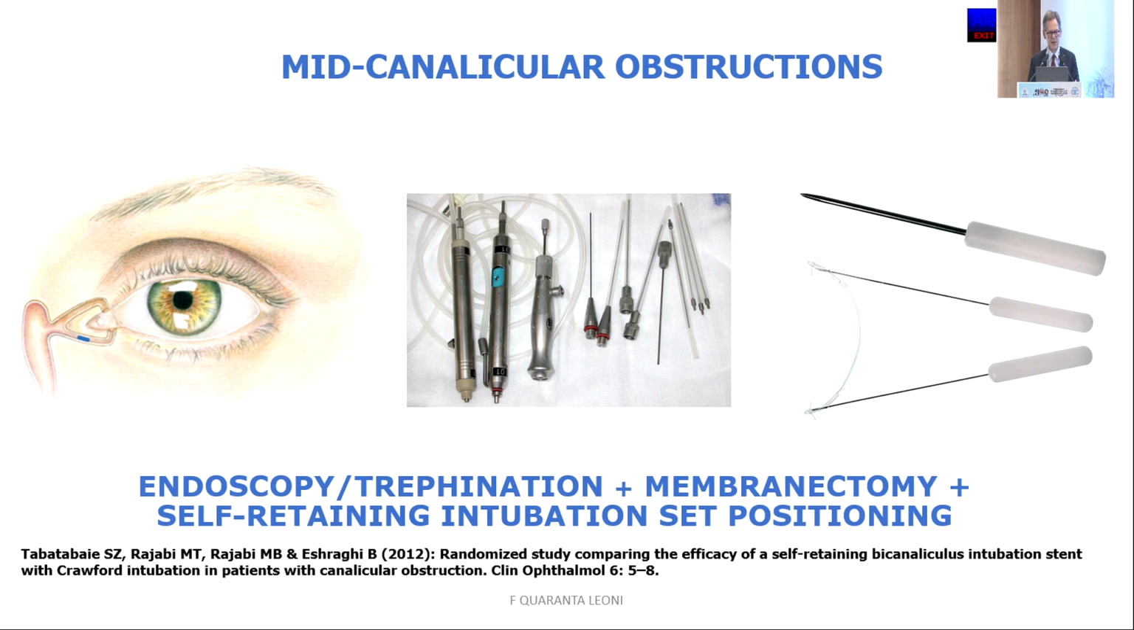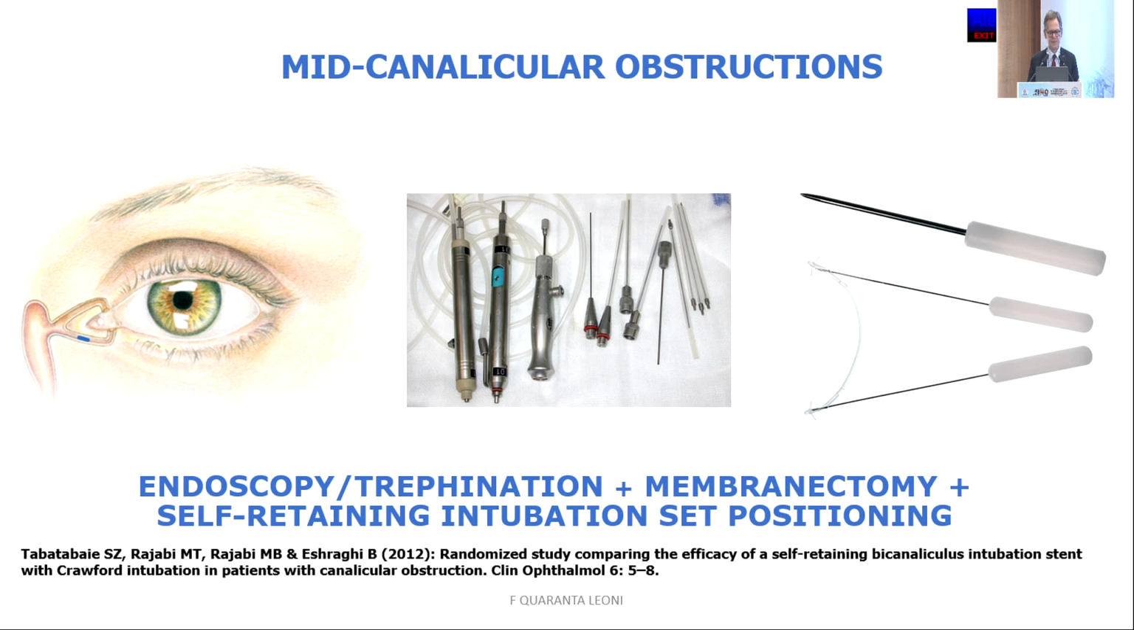So when you propose a less invasive procedure, as I mentioned, when you're reasonably sure there is nothing associated distally, and then when you have mid-canalicular obstruction, what I find very, very easy to perform, as an office-based procedure, is an endoscopy and trephination if you have the endoscopy set. This is quite expensive, so you don't need it for all cases. You can just perform a membranectomy and place the self-retaining intubation set.